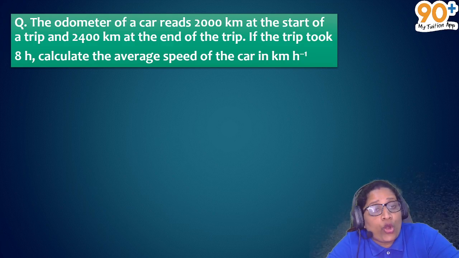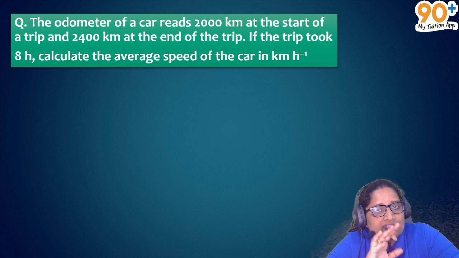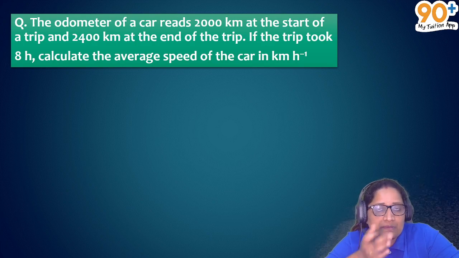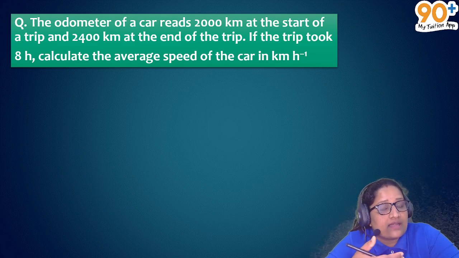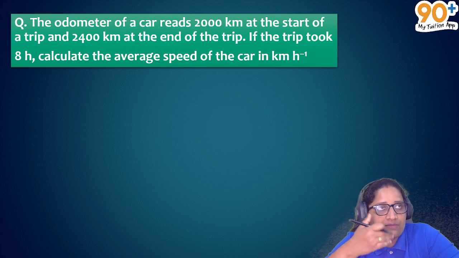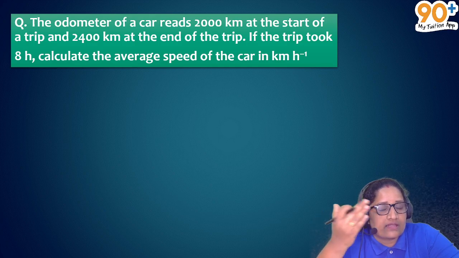And here see the odometer. We have two meters, which are the odometer and the speedometer. Speedometer shows the speed, which is 20, 40, 60, 80, like that, in kilometer per hour.